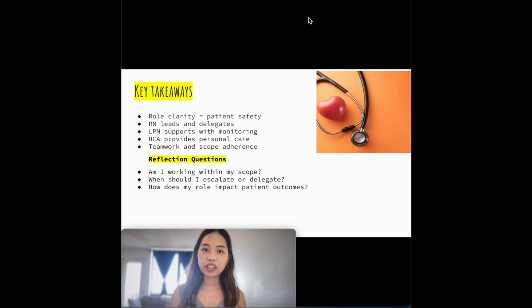And I have some reflection questions here that when you're doing your SLA might come in handy. So ask yourself, am I working within my scope? Next, when should I escalate or delegate? How does my role impact patient outcomes?